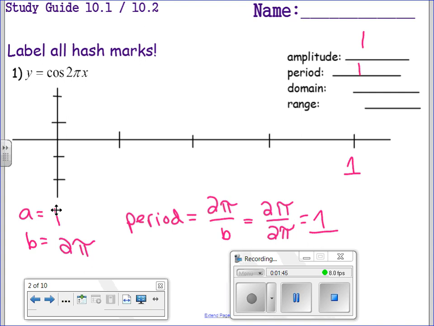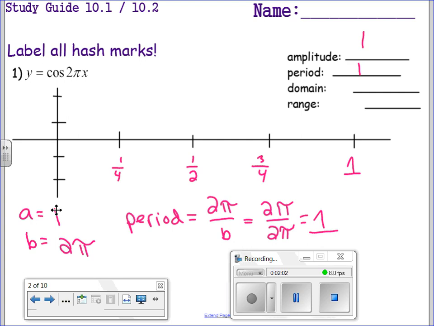Cut it in half for the second hash mark. 1/2. Cut it in half again for the first hash mark. And then you have to triple this number, because if you're at the first hash mark headed to the third, that would involve tripling. So 3 over 4. Oh, yeah, 3 over 4.